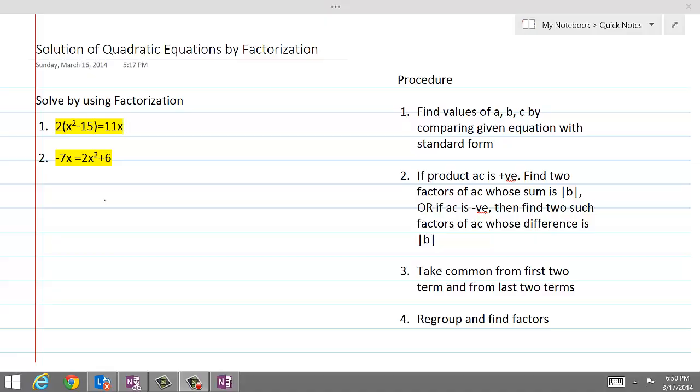Continuing from the previous lesson regarding the solution of quadratic equations by factorization, we will solve a few more questions to complement our understanding of the topic. Let's get started with question number 1.